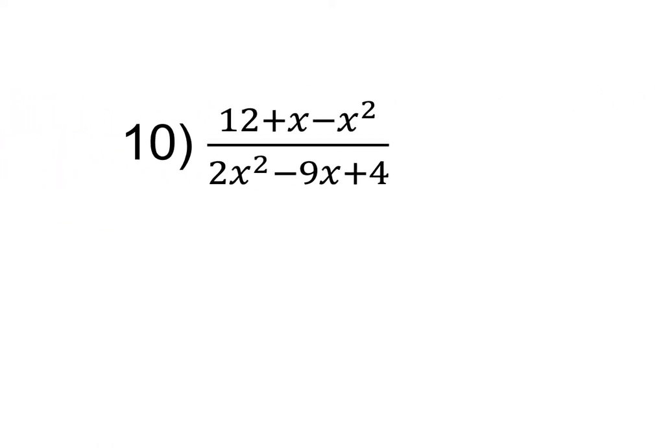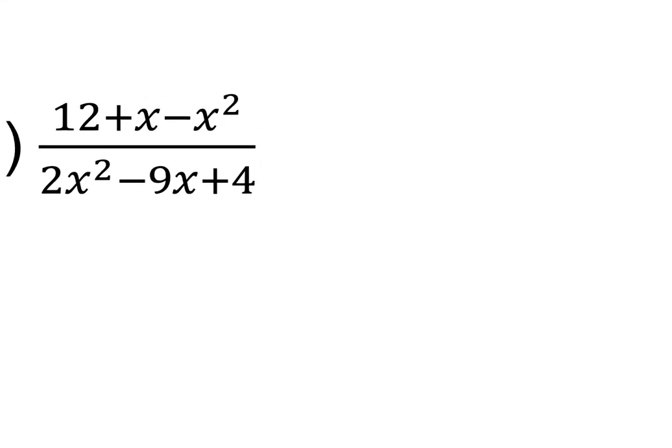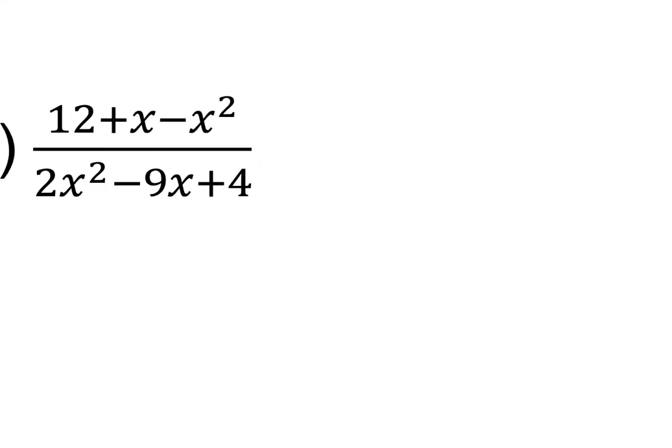Okay, when we look at 10, so the numerator, the order of the values are opposite what we're used to. You can, of course, switch them around, okay? Or you can just work backwards. So I could look for the factors of positive 12.